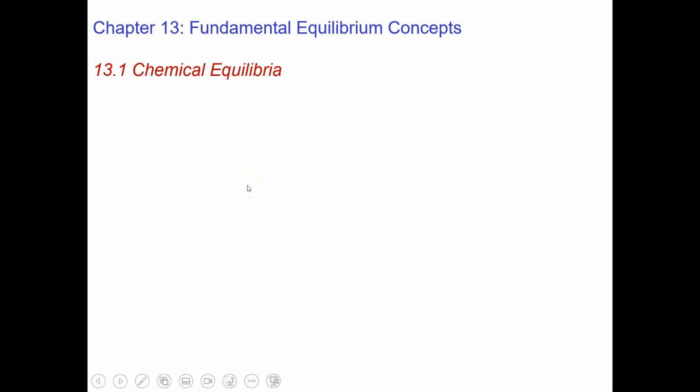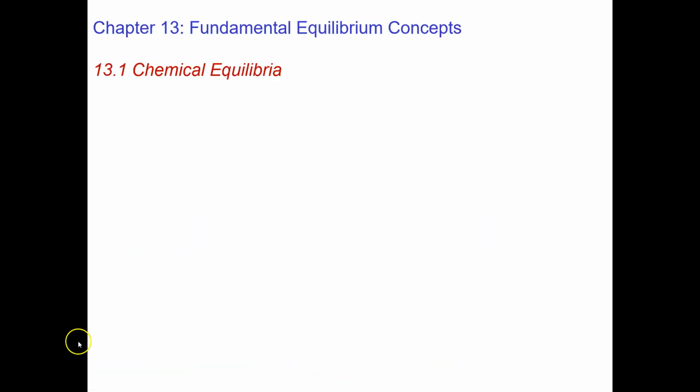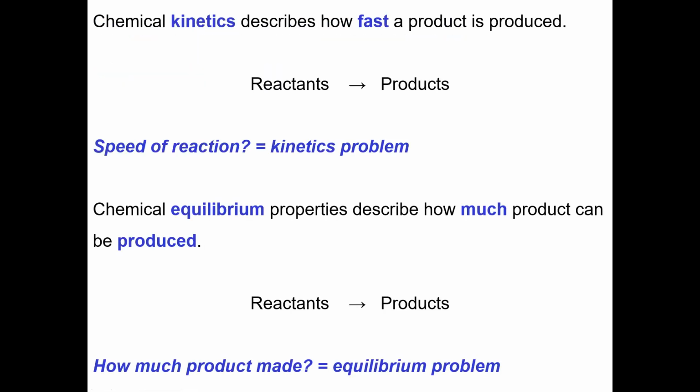In section 13.1, we begin the study of what is known as chemical equilibria. In chapter 12, we were studying chemical kinetics, which describes how fast a product is produced.